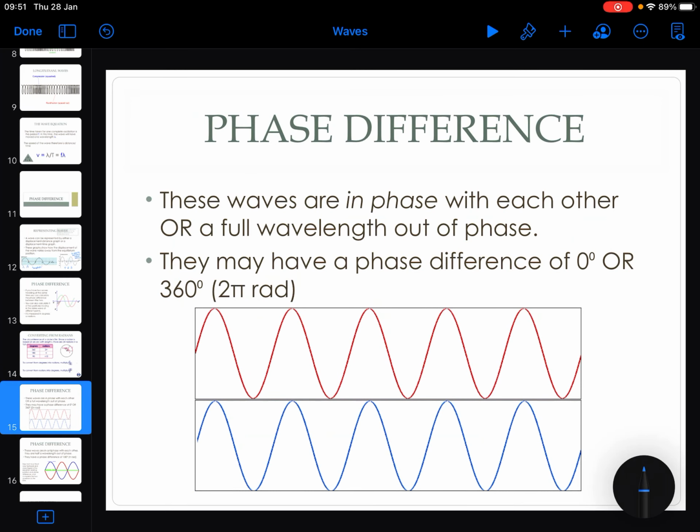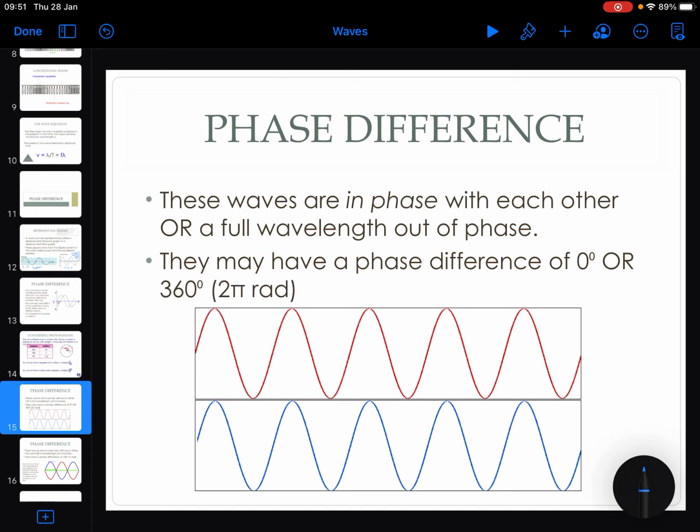So these waves are in phase with each other, or a full wavelength out of phase. They may have a phase difference of 0 degrees or 360 degrees, 2 pi rad. Now on that note, they might have a phase difference of 720 degrees if they're two wavelengths out, which would be 4 pi rad, etc. But if I'm being honest, they don't tend to do that. They tend to stick to the lower end.